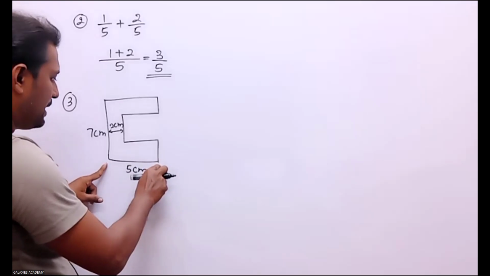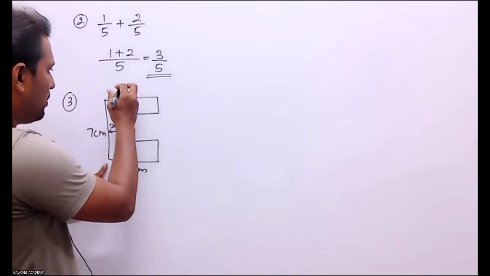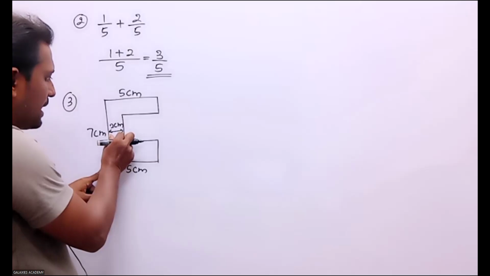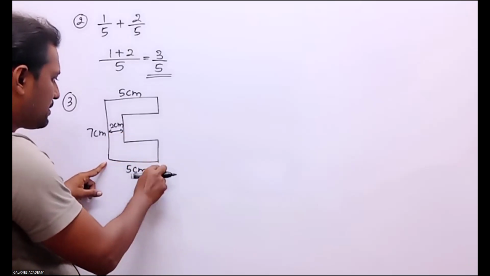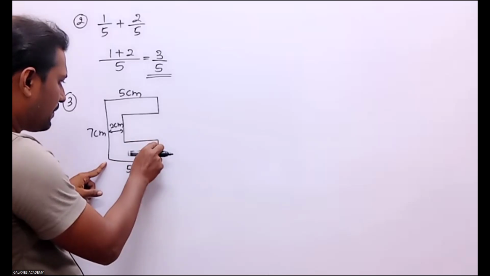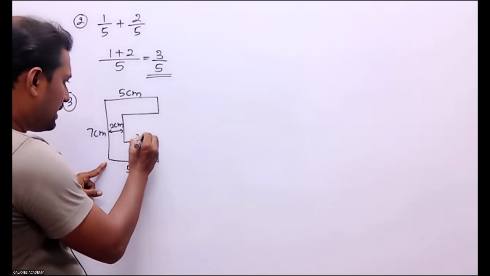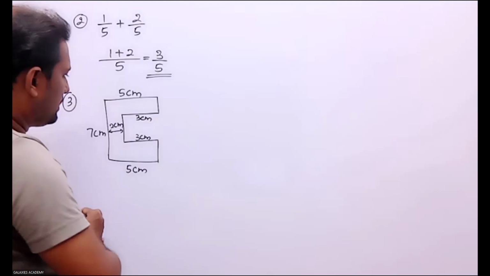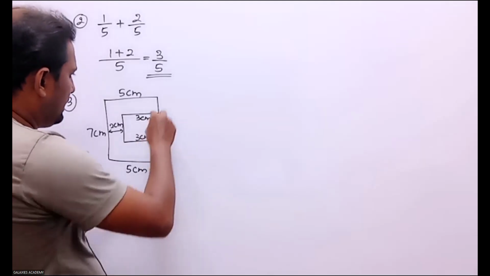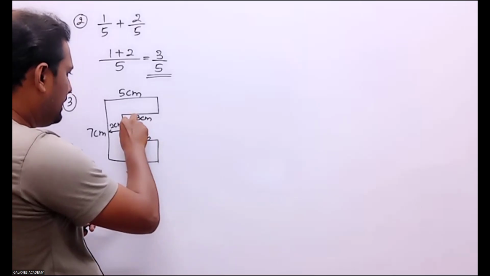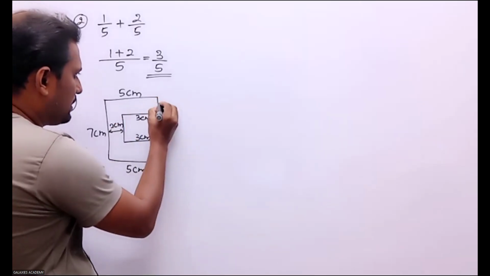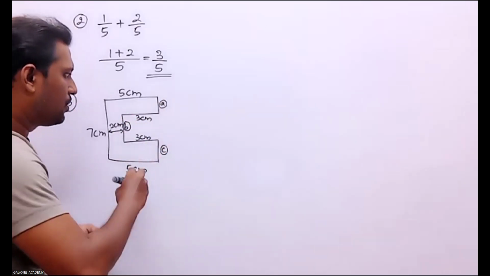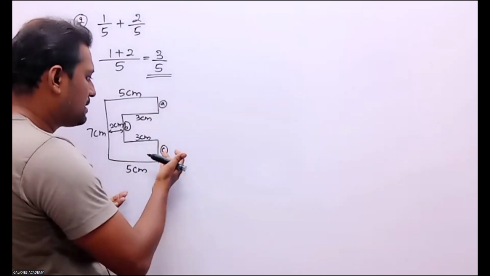This length is 5 centimeters, so this length should also be 5 centimeters. And this gap is given as 2 centimeters. This length is 5 centimeters, so this length you can get as 5 minus 2, 3 centimeters. And also this one 3 centimeters. We don't know separately the values of these three lengths. I will name them A, B, and C.